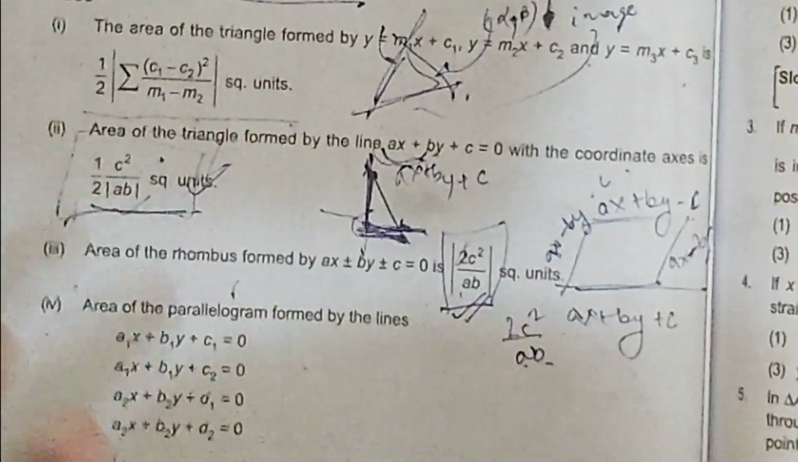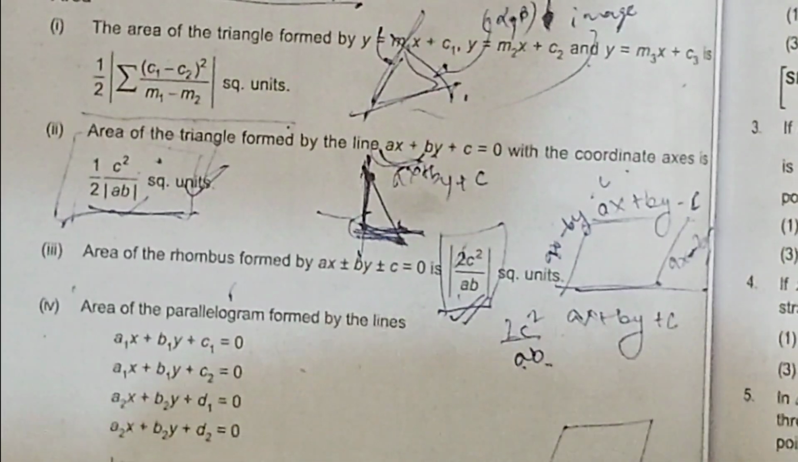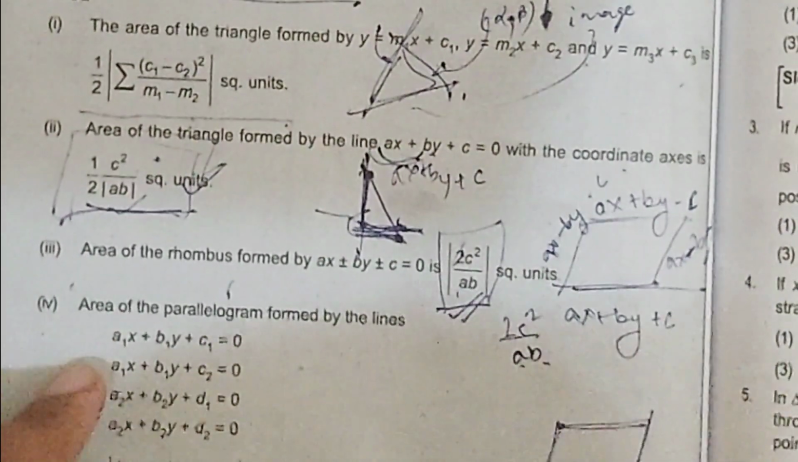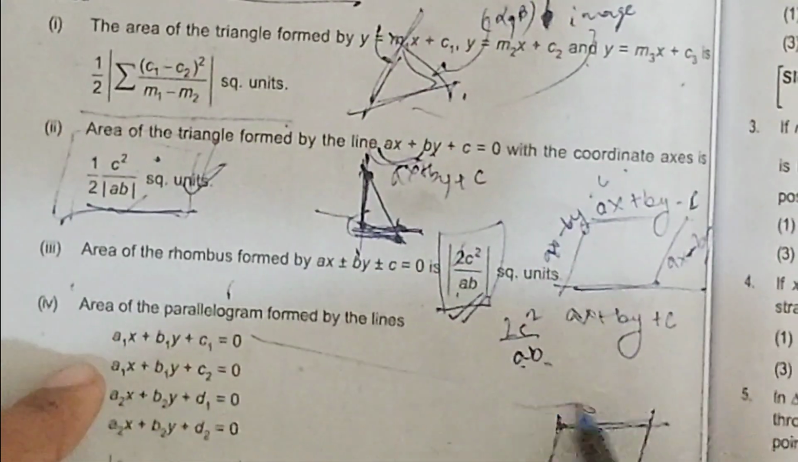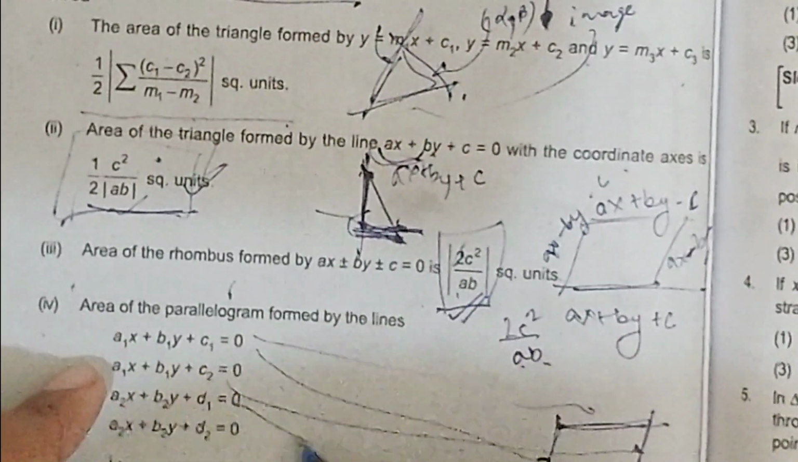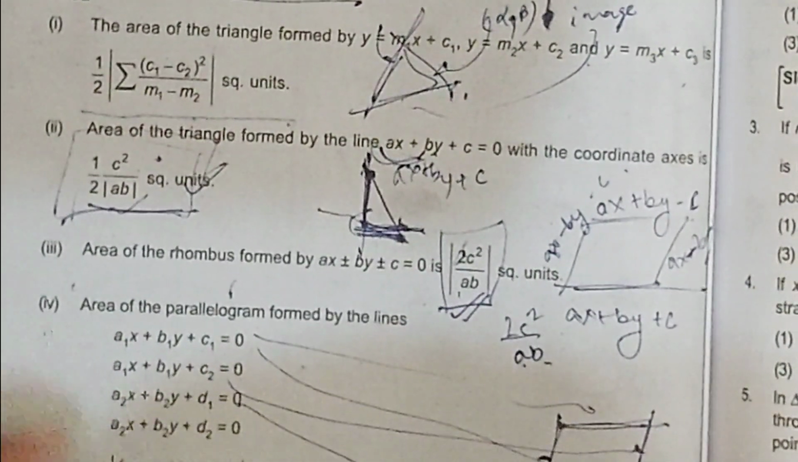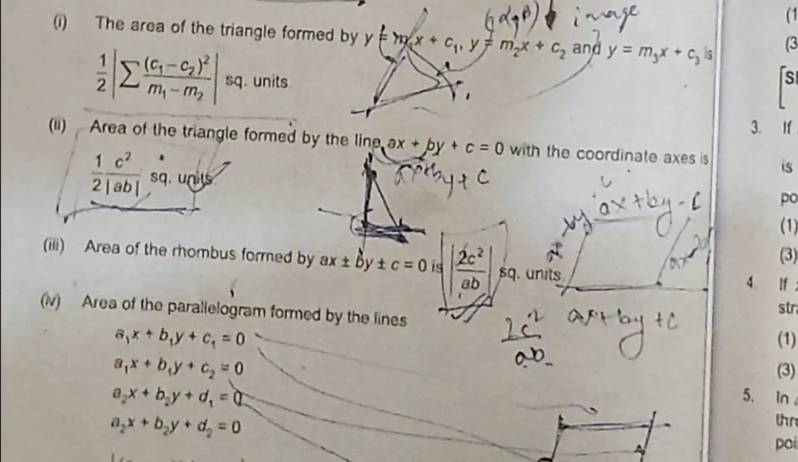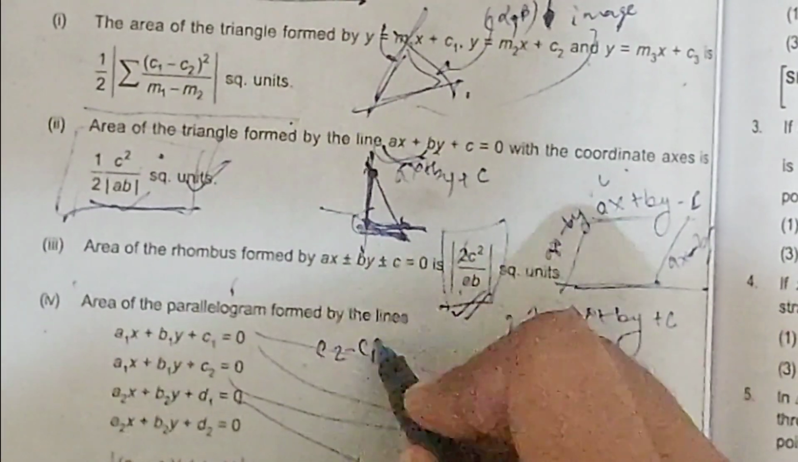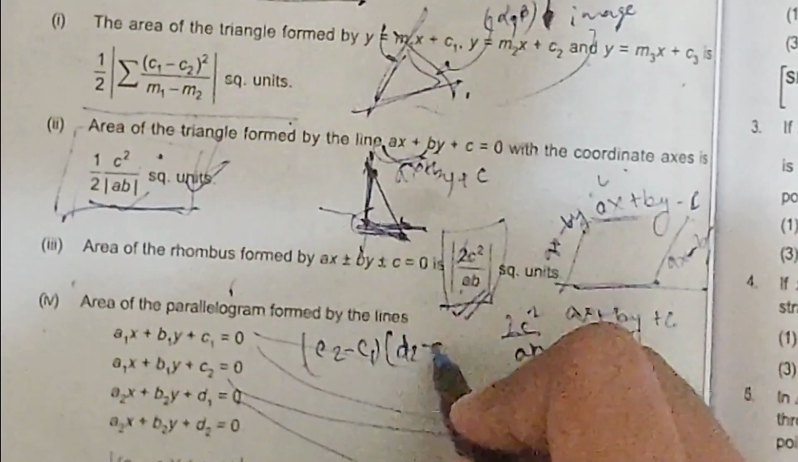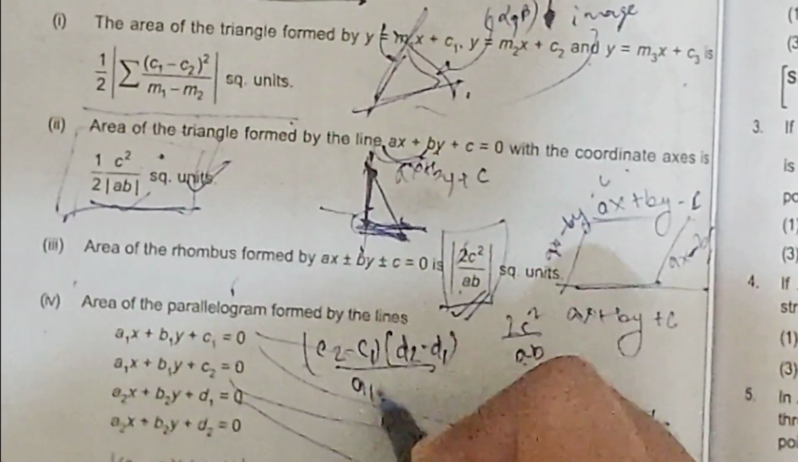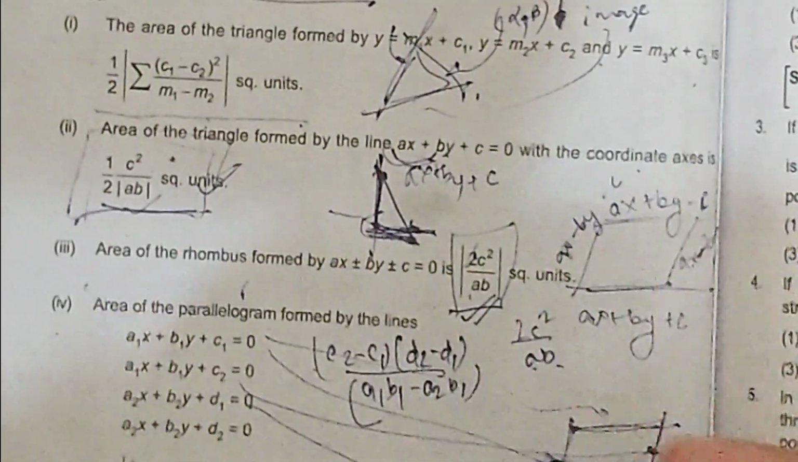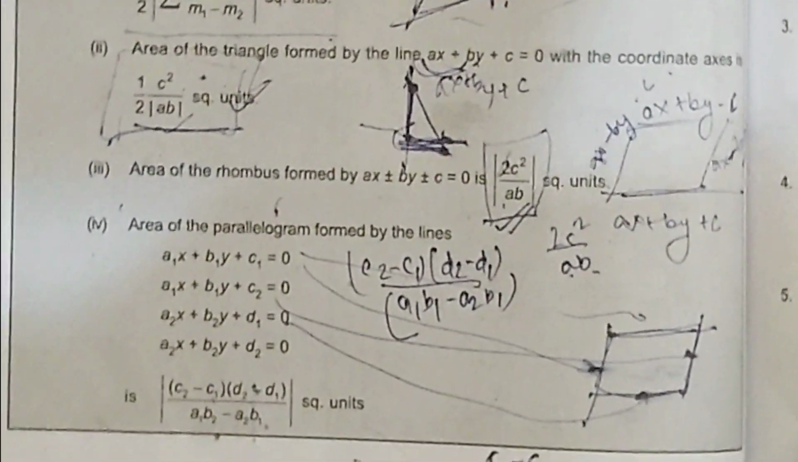Now the area of the parallelogram formed by the lines. Now we have a parallelogram. These two lines are parallel and these two lines are parallel in a parallelogram. So if this is the line a1, this line, this line, this line, then you can find the area by using this formula: c2 minus c1 times d2 minus d1 upon a1 b2 minus a2 b1. It's so simple, and here the chapter ends.